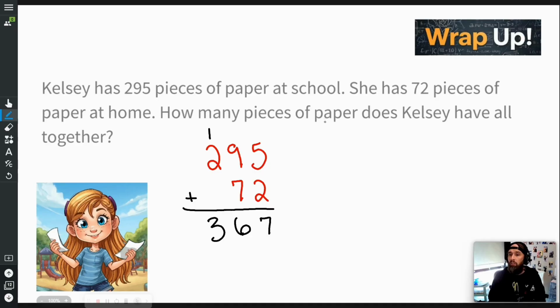How many pieces of paper does Kelsey have altogether? Well, Kelsey has 367 pieces of paper.